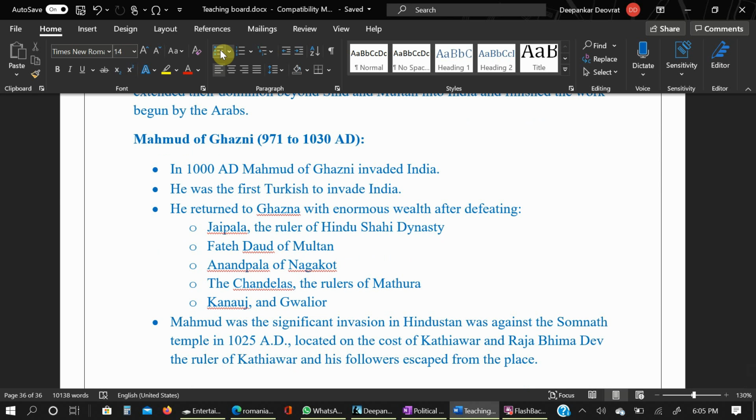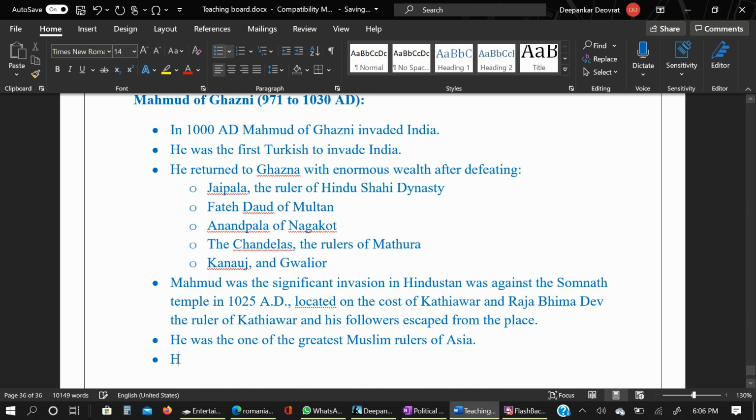Now, Mahmud of Ghazni's character estimation. Mahmud of Ghazni was one of the greatest Muslim rulers of Asia, and he patronized art and letters and scholars like Firdausi and Al-Biruni.